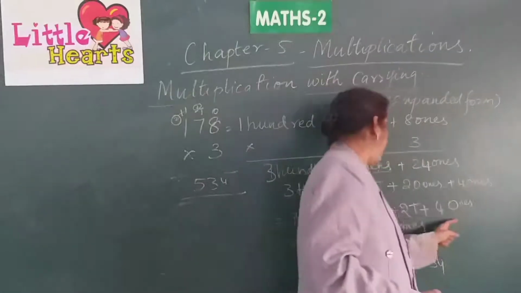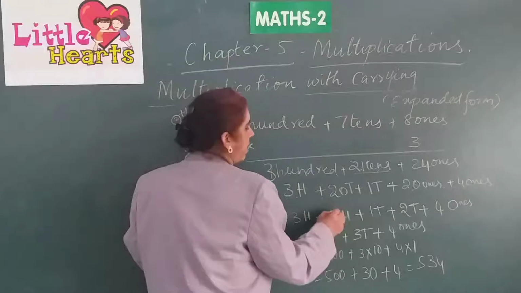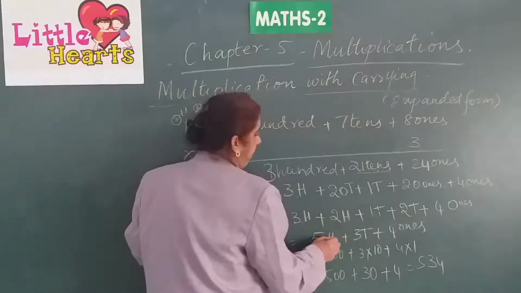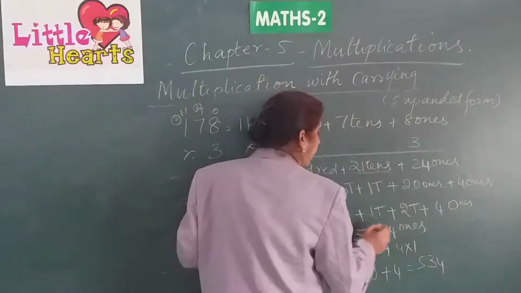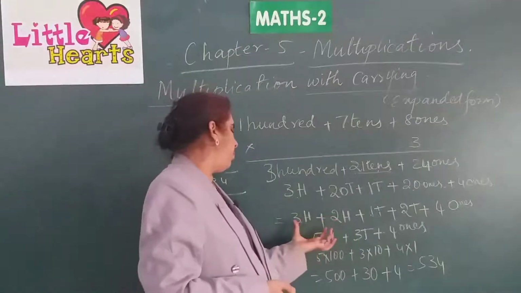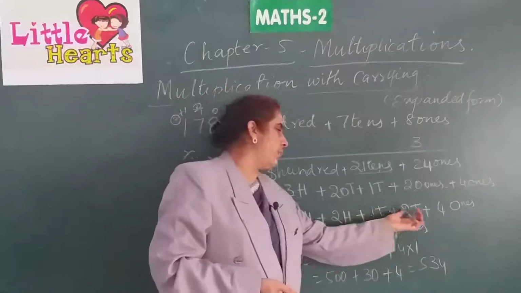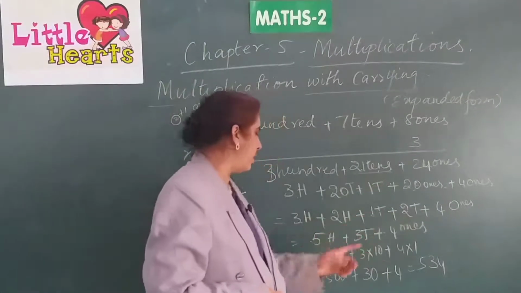And 4 ones. Now 300 plus 200: 3 plus 2 is 5, so 500. Then 1 plus 2 is 3, so 3 tens, plus 4 ones. We are just adding hundreds with hundreds and tens with tens. So 500 plus 3 tens plus 4 ones.